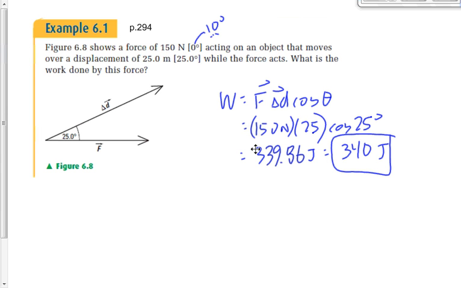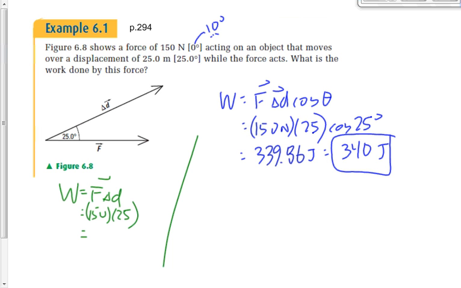Just as an aside over here, okay, we're done that question. But just as an aside over there, what if I pulled it at 25 degrees? It moves at 25, I pulled it at 25. What's theta there? Curtis? Cos theta is 1. Theta would be 0, right? So we just say W is equal to F times D in that case. Let's figure out what F times D is. 150 times 25? What's that work out to be? What do we say here, 3750?